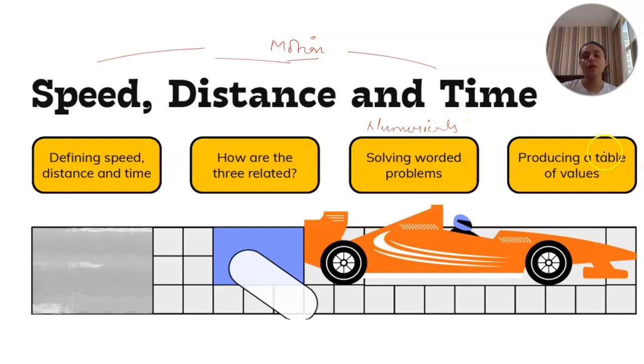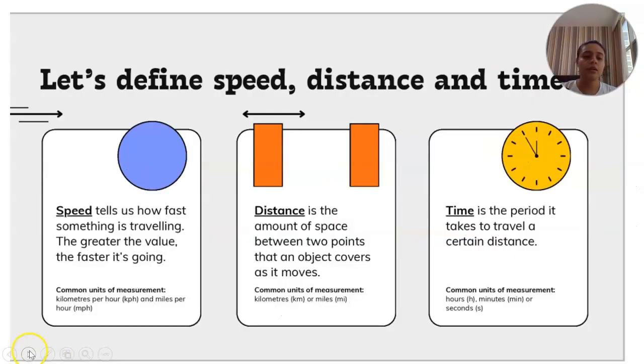And then we will learn about a graph. Okay. So what is speed? Speed tells us how fast something is traveling. How fast the train is against a car, bicycle, only if we know the speed of every vehicle. So speed decides how fast something is traveling or moving. The greater the value, the faster it's going.